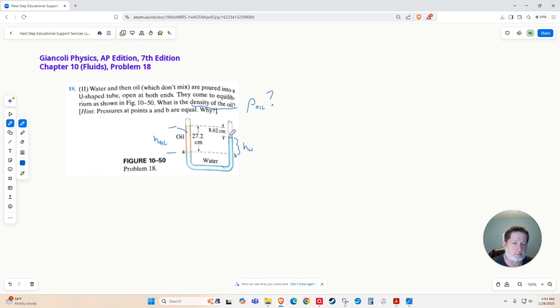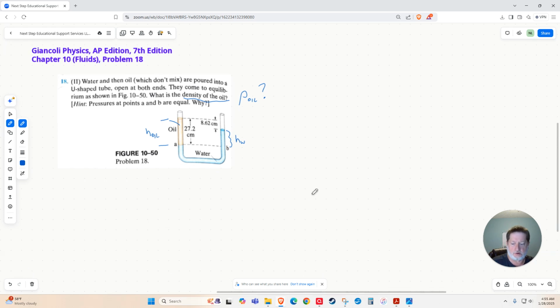Similarly, on the top of these columns, I've got atmospheric pressure. I've got atmospheric pressure here. I also have atmospheric pressure here. So any difference between atmospheric and the point down here where they're the same, these pressures are the same. So therefore, the pressure added by this column and this column has to be the same. So that's kind of my starting point.